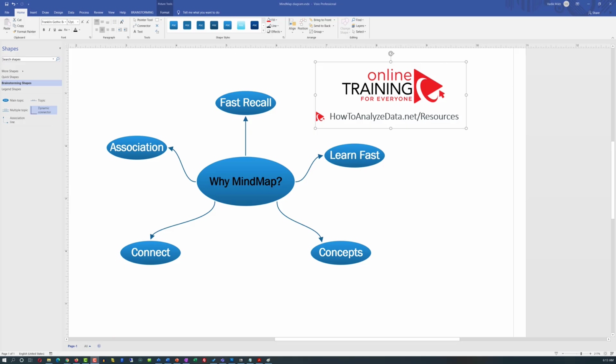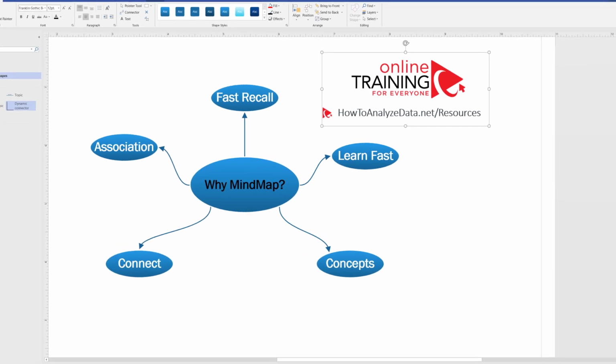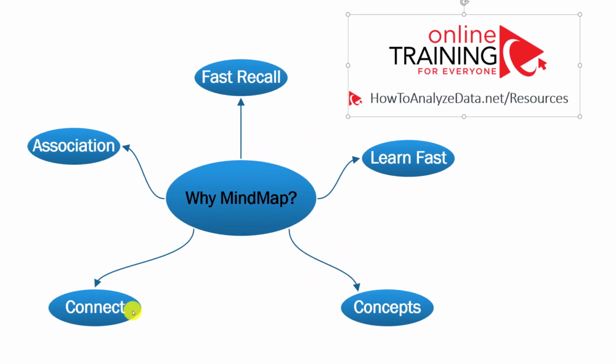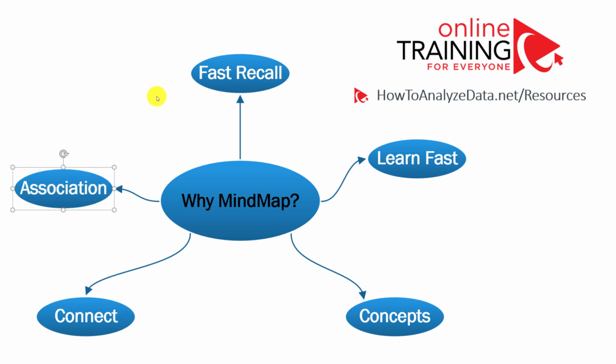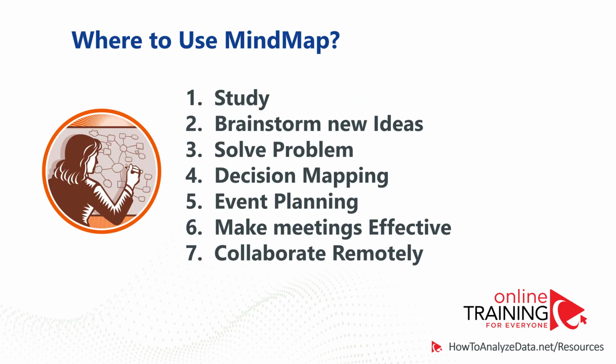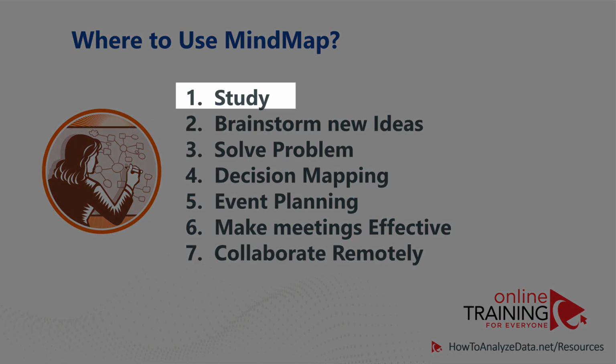Mind mapping allows you to quickly understand important concepts, connect information you're learning to existing knowledge you already have, build associations with existing topics you already know, and recall material that you're learning much faster. You can use mind maps to help you study at school, college, or university.